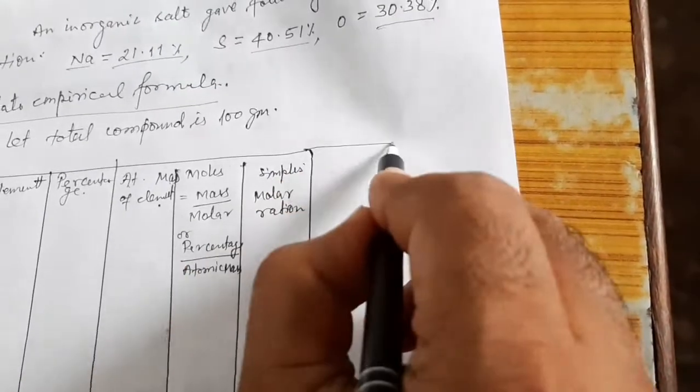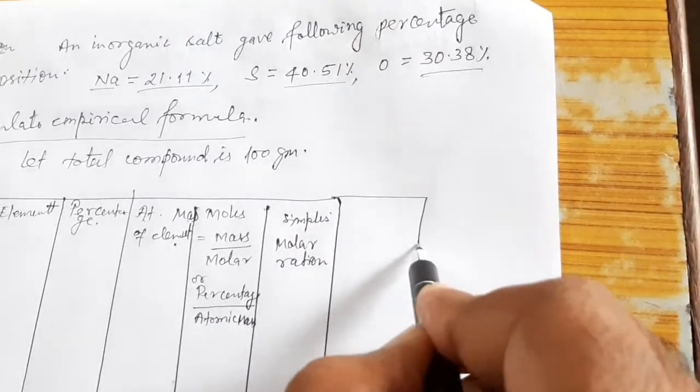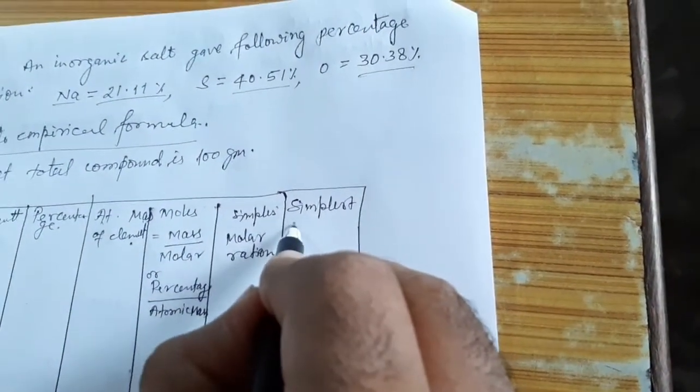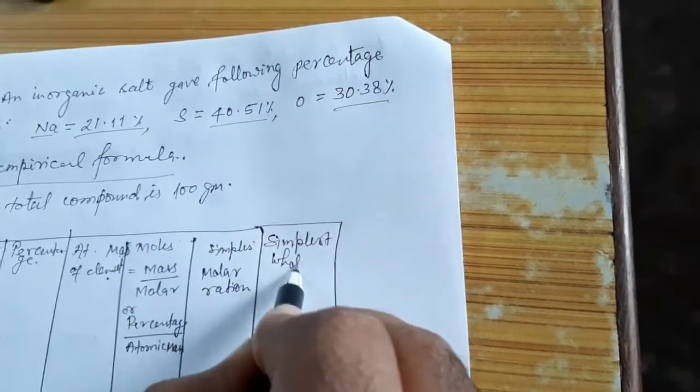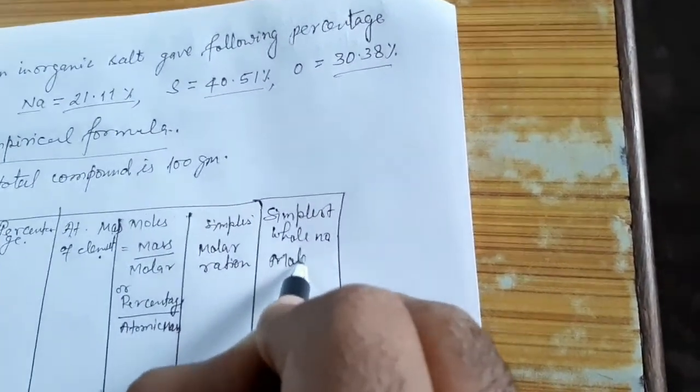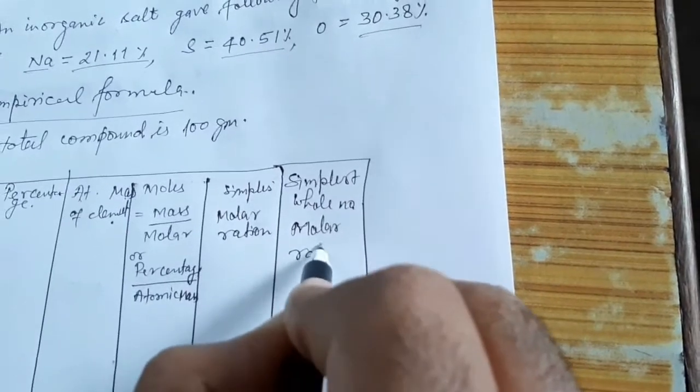One more column is required here. This will be simplest whole number molar ratio. So students, one by one we can calculate it.